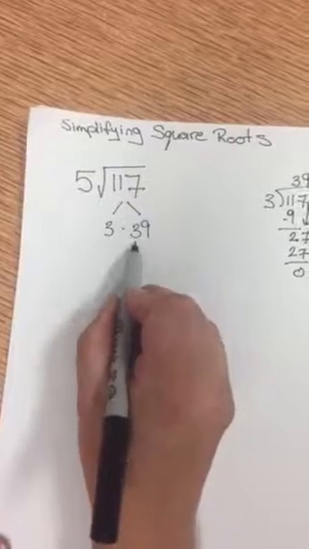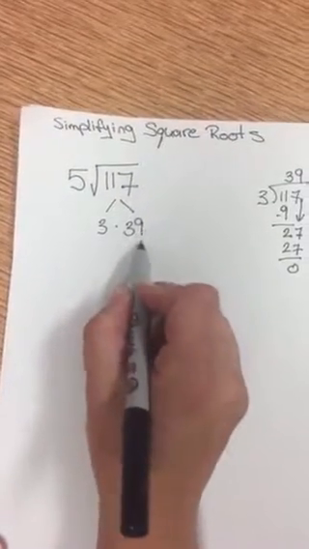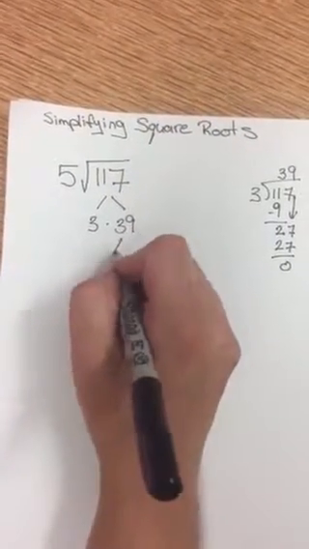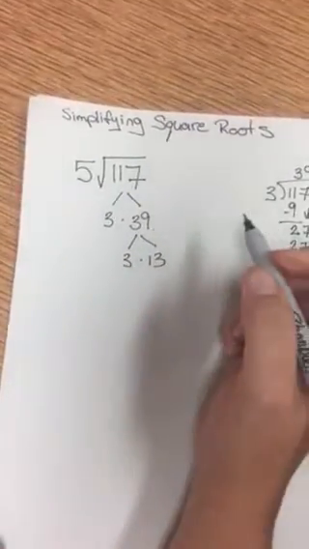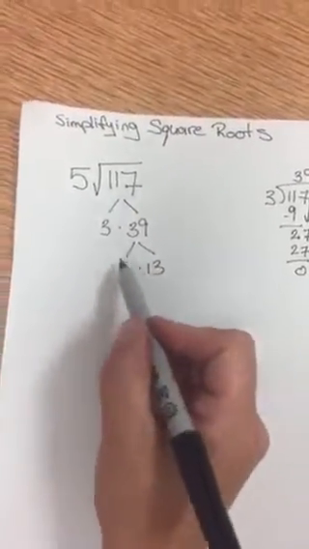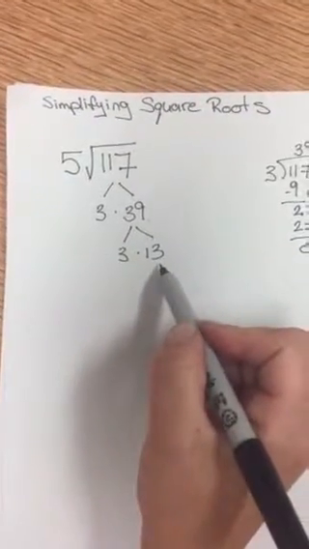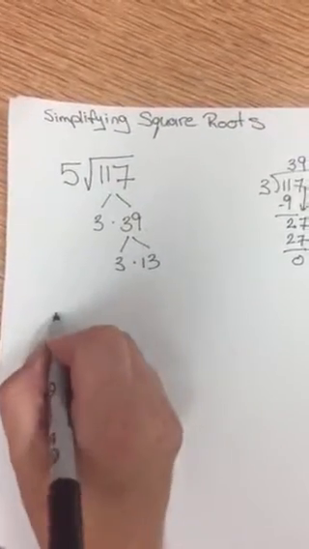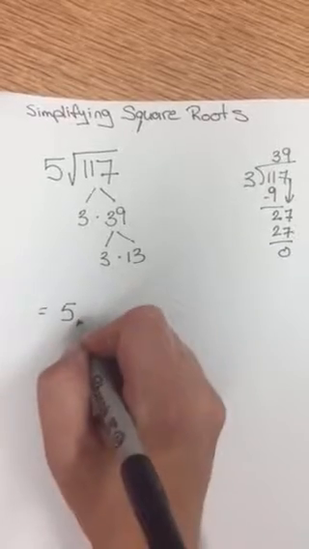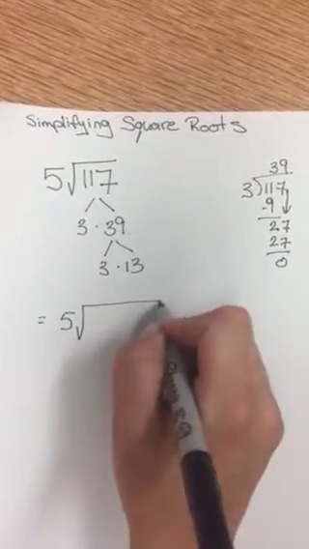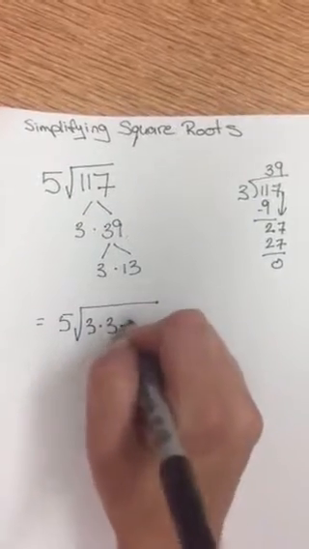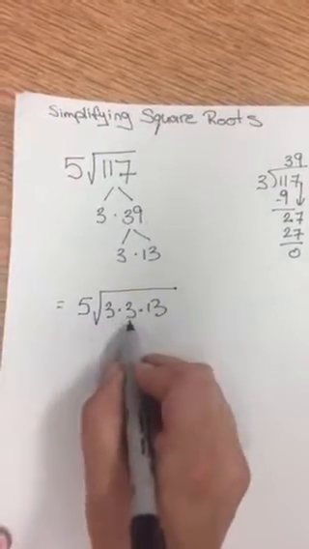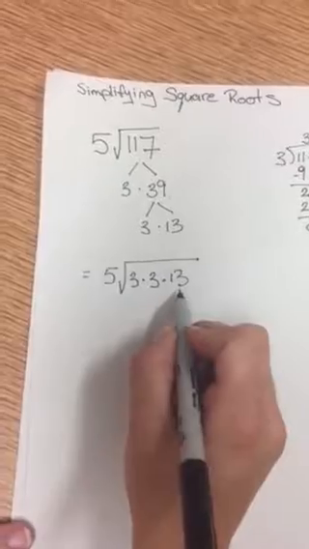And I can also reduce 39 because 3 times 13 is 39. And now I have all prime numbers. So the next step would be to recognize that it's equivalent to 5 times 3 times 3 times 13, since 3 times 3 times 13 is 117.